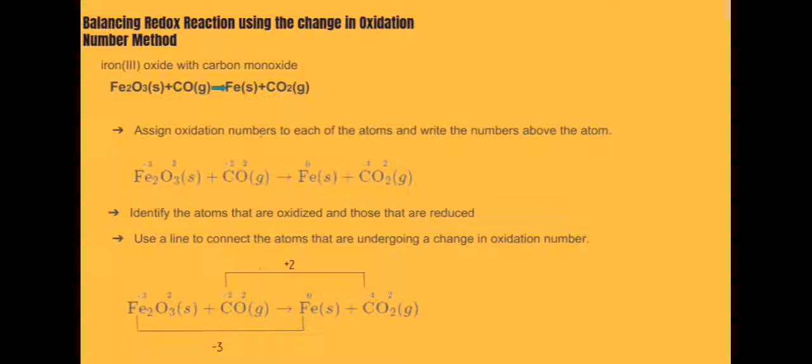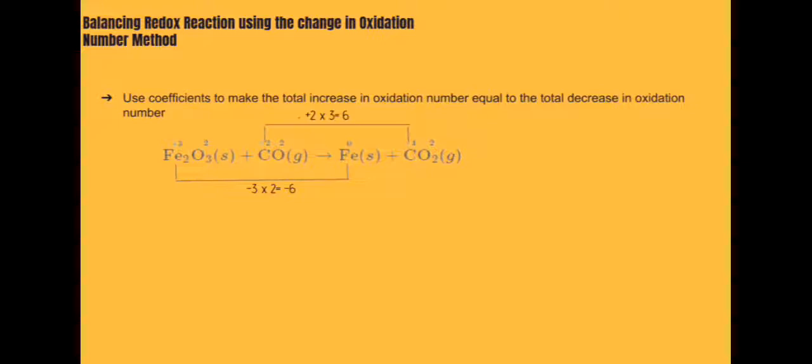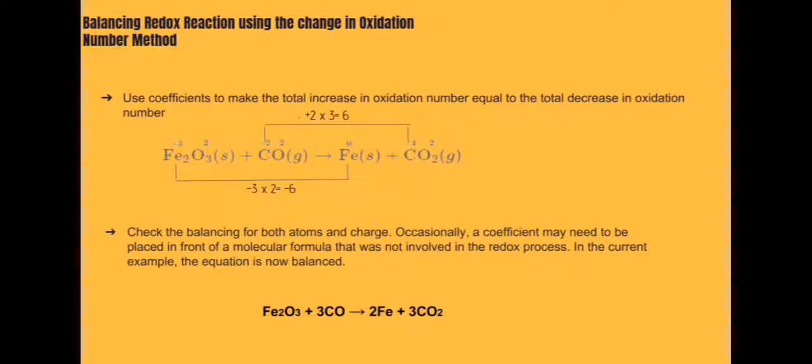So, the increase in oxidation number of one atom must be made equal to the decrease in oxidation number of the other. Next step is use coefficients to make the total increase in oxidation number equal to the decrease in oxidation number. In this case, the least common multiple of 2 and 3 is 6. So the oxidation number increase should be multiplied by 3, while the oxidation number decrease should be multiplied by 2.